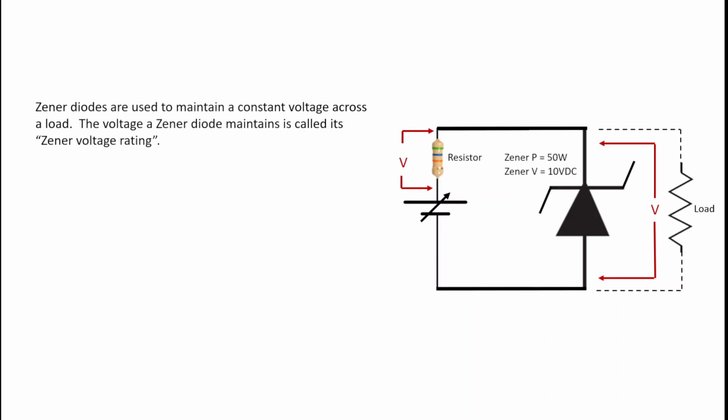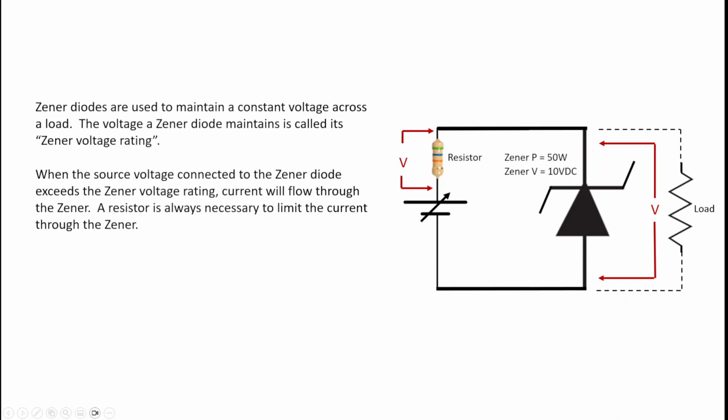Well, let's see how a Zener diode will function in a particular application. Zener diodes are used to maintain a constant voltage across a load. The voltage a Zener diode maintains is called its Zener voltage rating. So we can see here, we've got a Zener voltage rating of 10 volts DC, and it's got a wattage rating. When the source voltage connected to the Zener diode exceeds the Zener voltage rating, current will flow through the Zener. A resistor is always necessary to limit the current through the Zener.